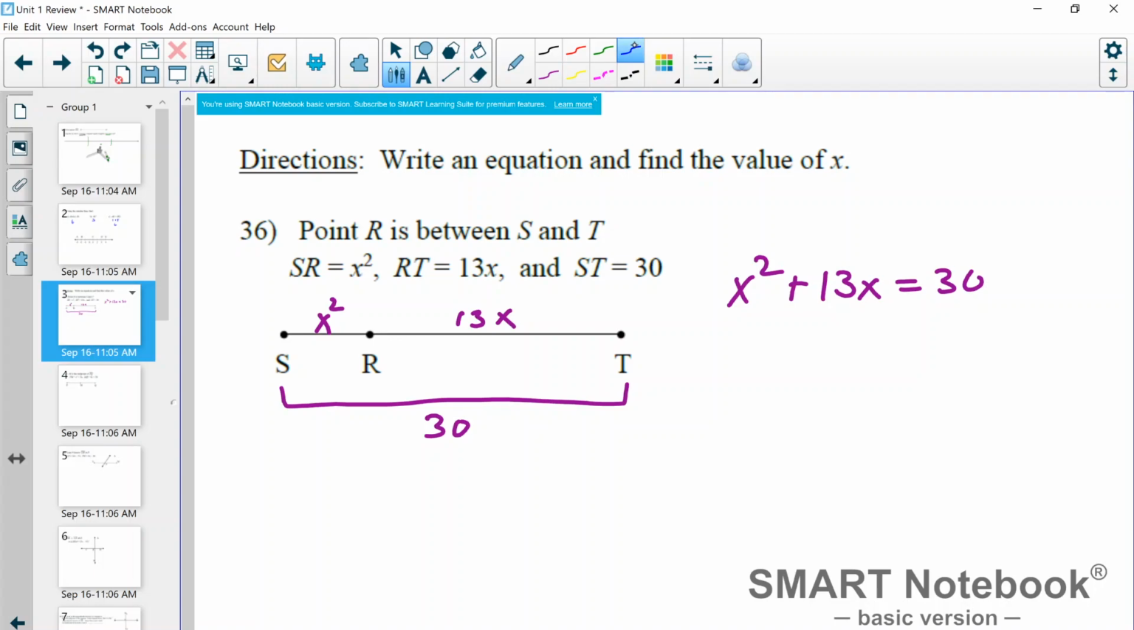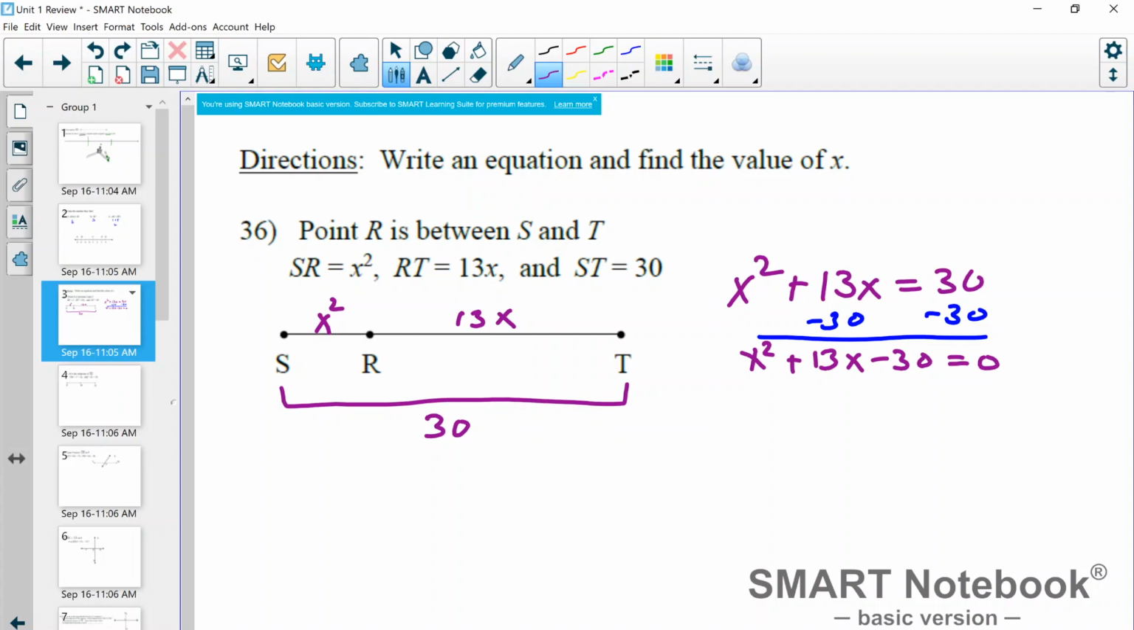This harkens back to the days of algebra where we have to use factoring, and in order to do that, our equation has to equal 0. So I'll subtract 30 from both sides, and we can't take 30 away from x squared or 13x. So we have x squared plus 13x minus 30 is equal to 0.